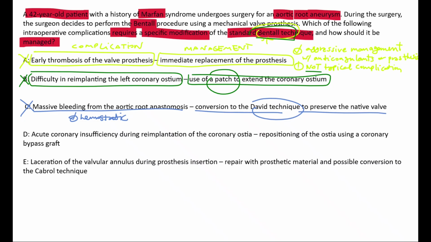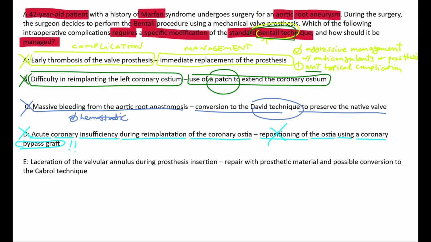Answer D. Acute coronary insufficiency during reimplantation of the coronary ostia, repositioning of the ostia using a coronary bypass graft. Alright, so coronary insufficiency during reimplantation might require a bypass, but repositioning the ostia does not necessarily require a coronary artery bypass graft. Instead, proper ostia repositioning should be achieved.